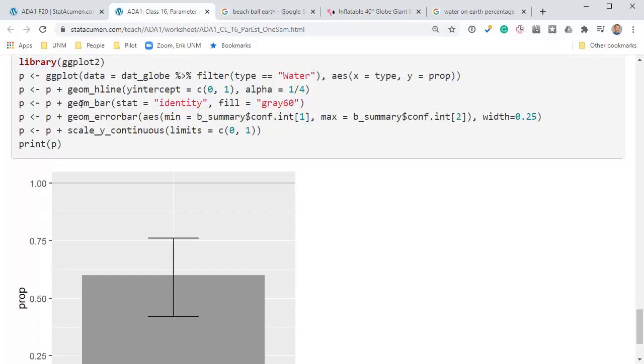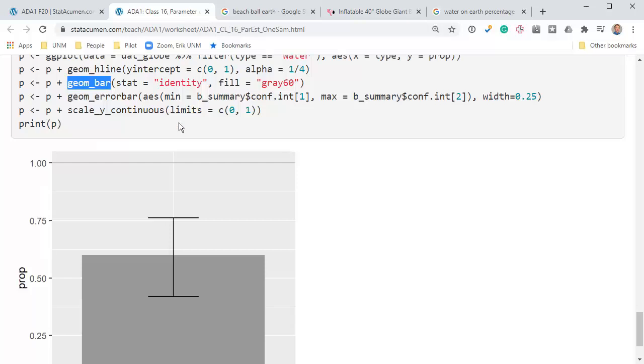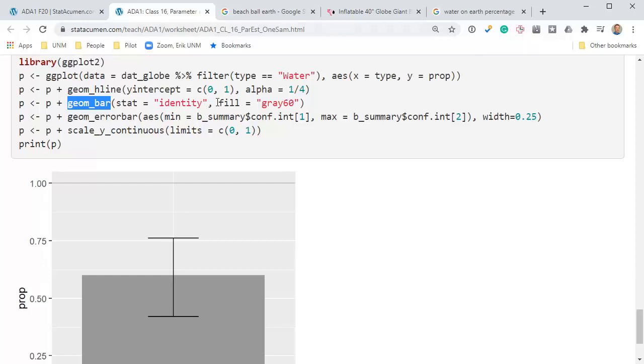And then geom_bar is what plots that proportion. Stat identity just sort of puts it right here. There's some other options, but that's the right one to use. I changed it from black to gray60, which is 60% gray. I think gray0 is all black, and the number here represents how much white there is. So gray40 would be lighter, gray20 would be a very light gray. And I'm modifying the fill color because the fill is what is on the inside of the bar.